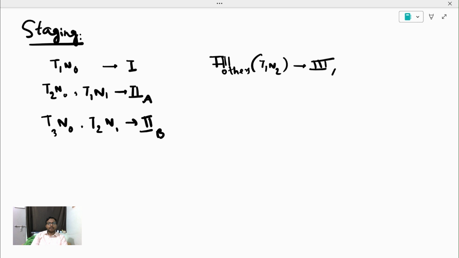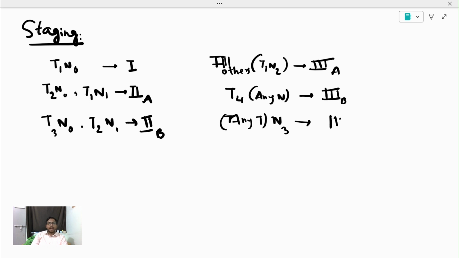Okay, 3A. Then whatever may be the N, it can be any N, but it is T4. It will constitute your stage 3B. Then whatever may be the T, it can be any T, but you have N3. It is your stage 3C. Now, whenever you have metastasis positive, that is M1, it will constitute your stage 4. So now you need to understand, based on the staging: stage 1, stage 2A, stage 2B.